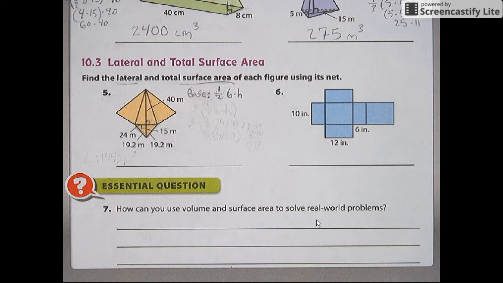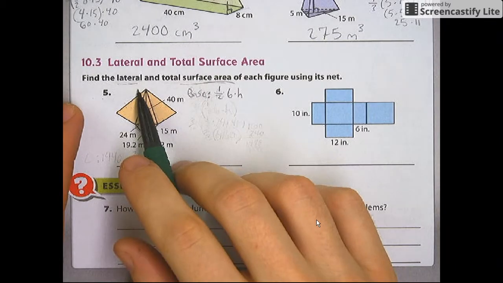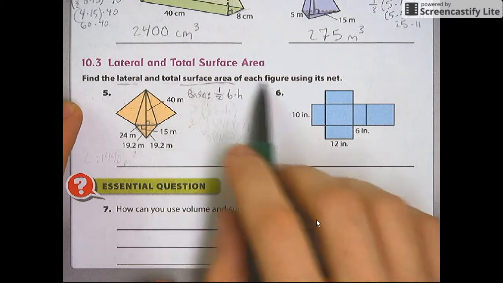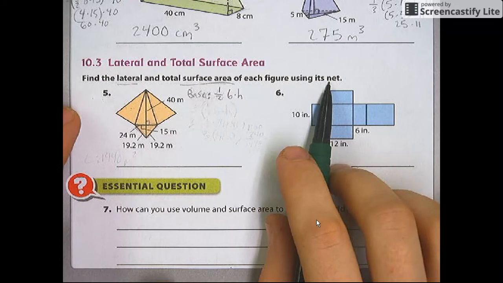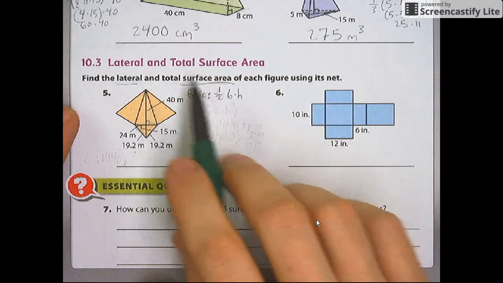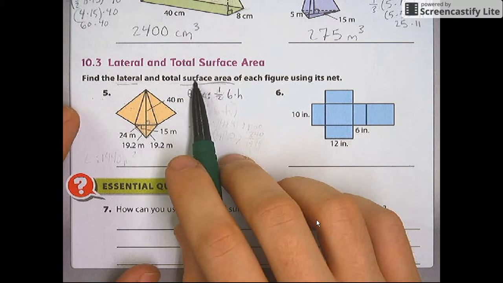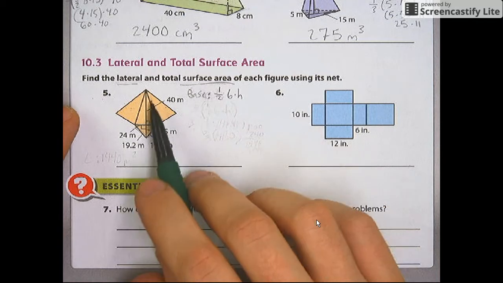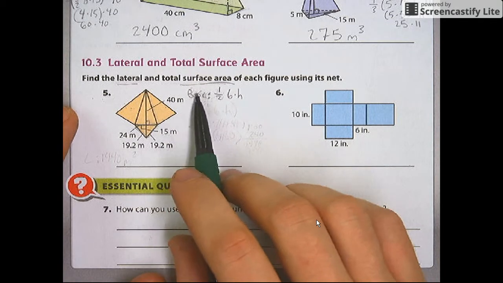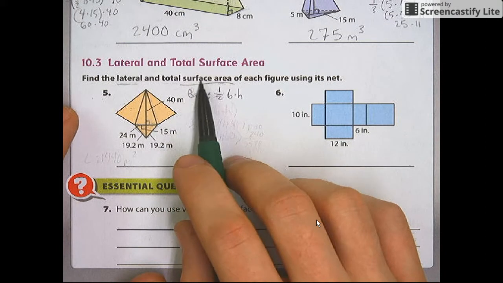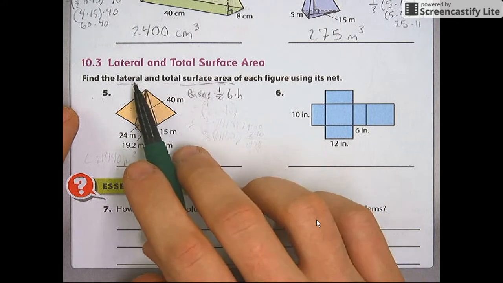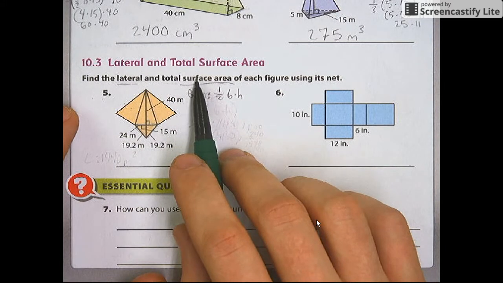All right, let's continue with question number 5 and 6 from the Ready to Go On quiz. Question 5 and 6, we're looking for the lateral and the total surface area of each figure using its net. Because it's asking for the total surface area, I'm going to start by finding the area of my base or bases. I'm going to need that to find the total surface area. If it were only asking for the lateral area, I wouldn't bother with finding the base.